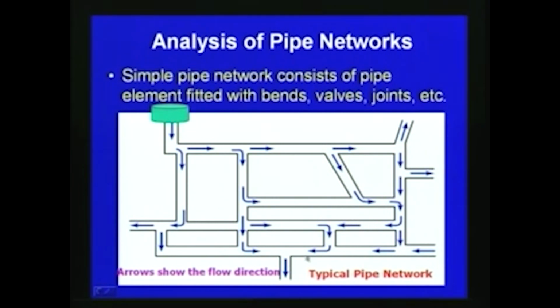The arrows show the flow direction. Here, most of the time we may not know the flow direction. Also, the flow direction may change with time, depending upon the pressure and the water going from each junction. Even the direction can change. That is why we call it a network. So, pipe networks.